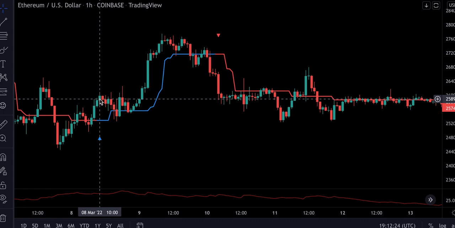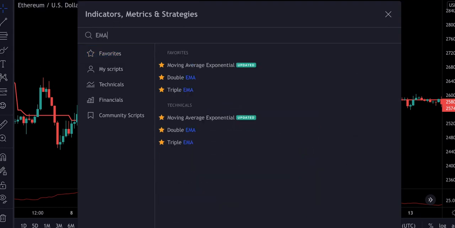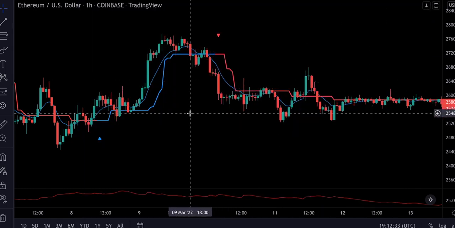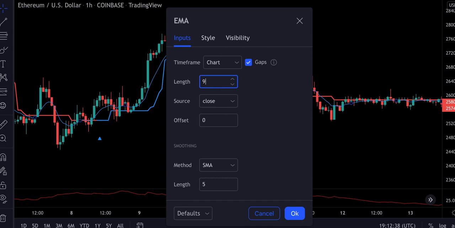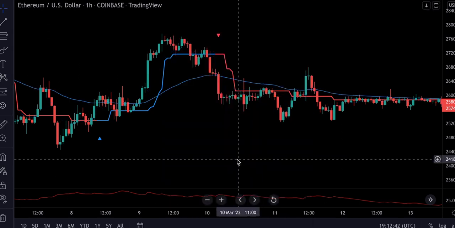So very simple. Another indicator that's going to be on our chart is an EMA, exponential moving average. We're going to add it to our chart, and we're going to change the settings from 9 to 60. There we go. Now we have our indicators all set up.